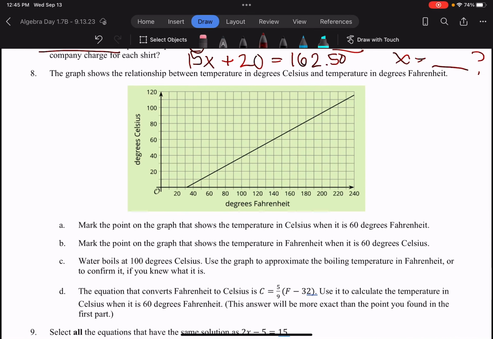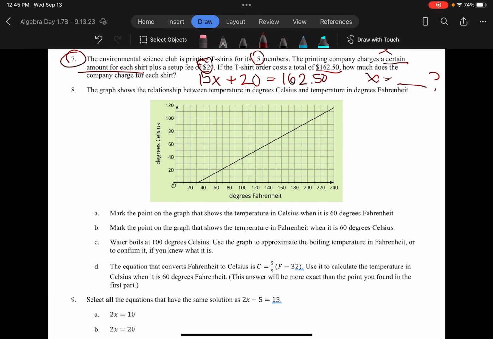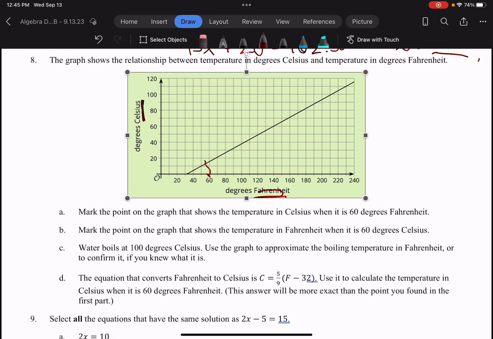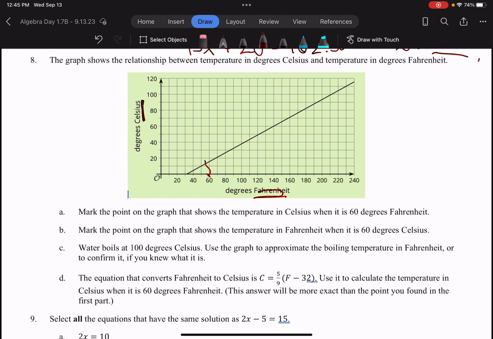All right, number 8 is interpreting this graph. And so it says, mark the point on the graph that shows the temperature in Celsius when it is 60 degrees Fahrenheit. Fahrenheit is here, Celsius is here. So 60 degrees Fahrenheit is here. If we go up and look where it meets the graph, that would be right about here. So I'm going to go ahead and mark a point right there.